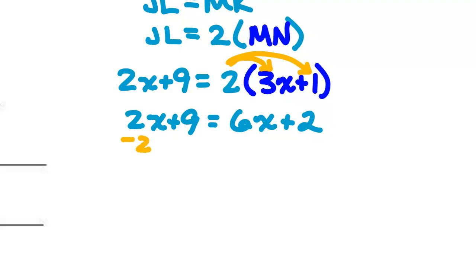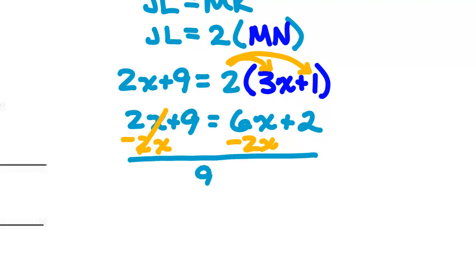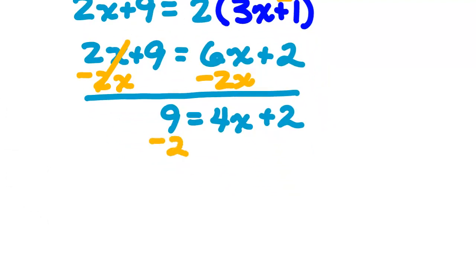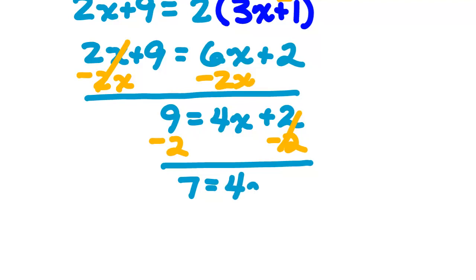Subtract 2x from both sides. Absolutely correct, guys. Thank you. All right, so I have 9 equals 4x plus 2. What next? Minus 2 from both sides. Good job. All right, 9 minus 2 gives me 7, so 7 equals 4x.